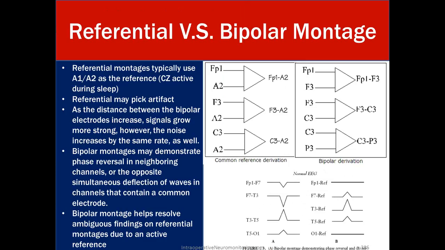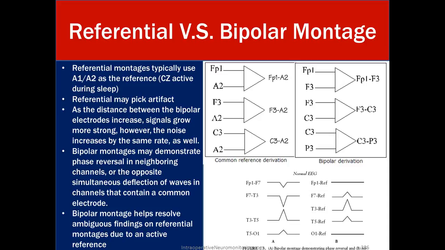Referential versus bipolar montage. Referential montage typically uses A1, A2 as a reference. CZ is active during sleep. Referential may pick up more artifact. As the distance between the bipolar electrodes increases, signals grow stronger. However, the noise increases at the same rate as well. Bipolar montages may demonstrate phase reversal in neighboring channels, or the opposite simultaneous deflection of waves in channels that contain a common electrode. Bipolar montages help resolve ambiguous findings on referential montages due to inactive reference.